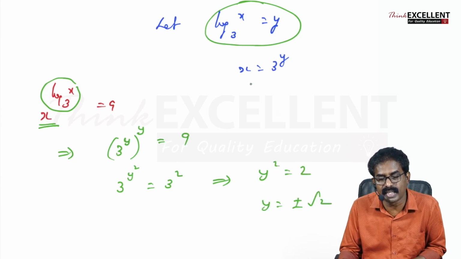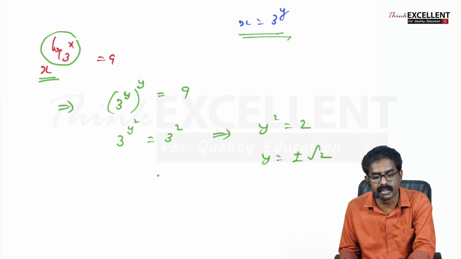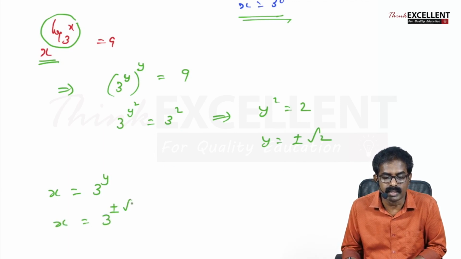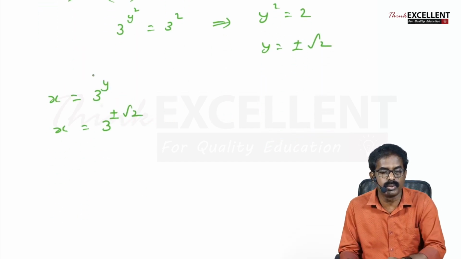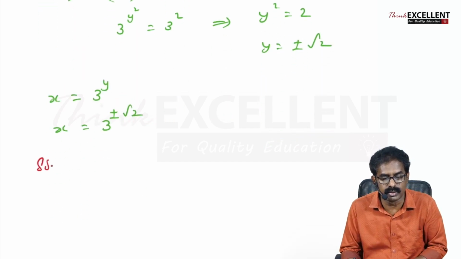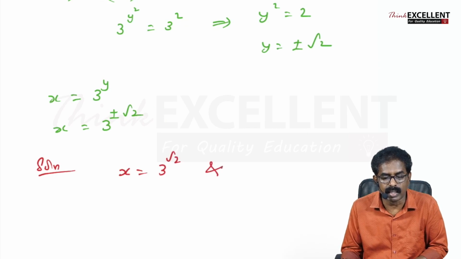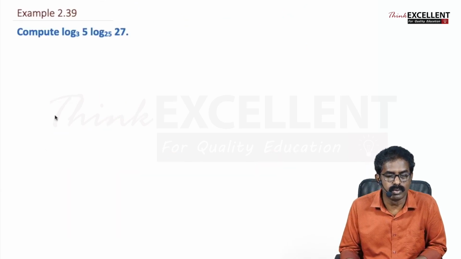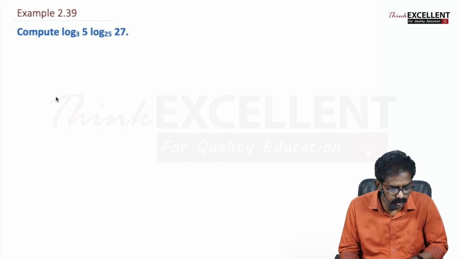So we want to find x, but x is equal to 3 raised to y, right? What is the y value? Plus or minus root 2. So you are getting two answers. The solution is x equal to 3 raised to root 2 and another one, x equal to 3 raised to minus root 2. Okay, so these are the two solutions you are getting. Now let's move on to the next question. Look at this question, how to do this.